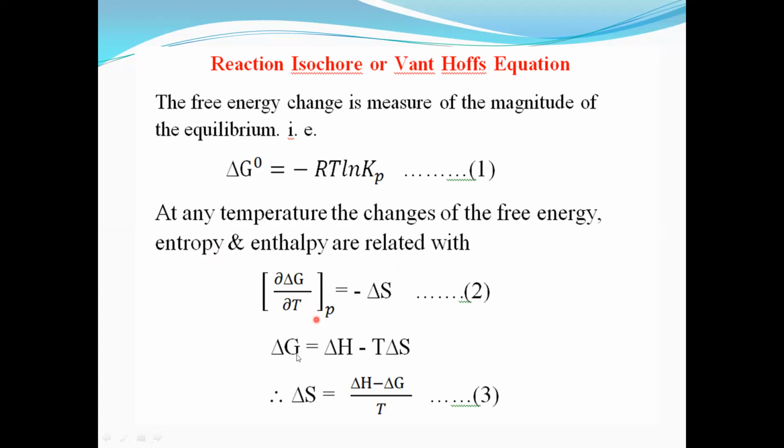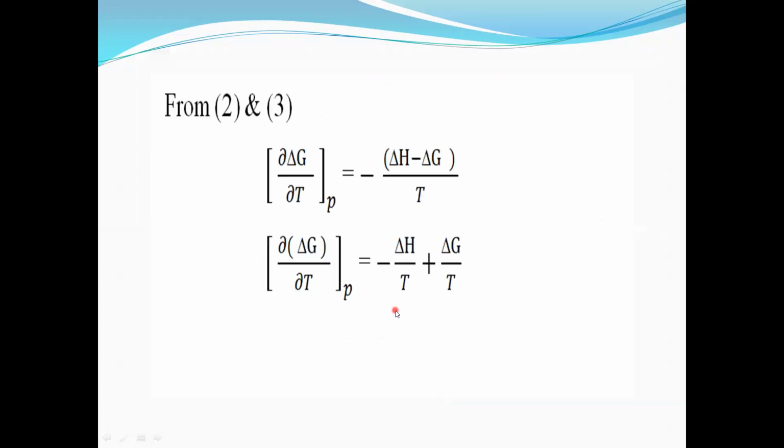As already obtained, the change in Gibbs free energy, delta G is equal to delta H minus T into delta S. From this equation we calculate the value of delta S. Therefore delta S is equal to delta H minus delta G divided by T. So this is the change in entropy.